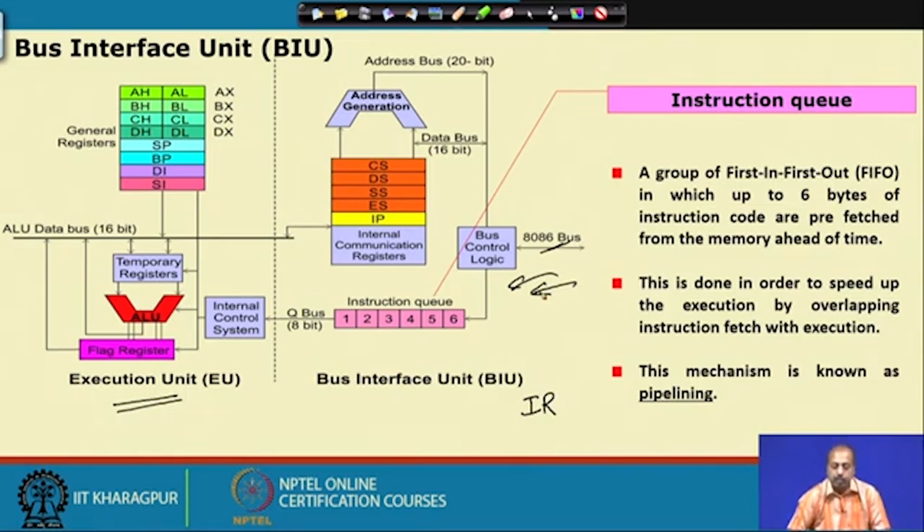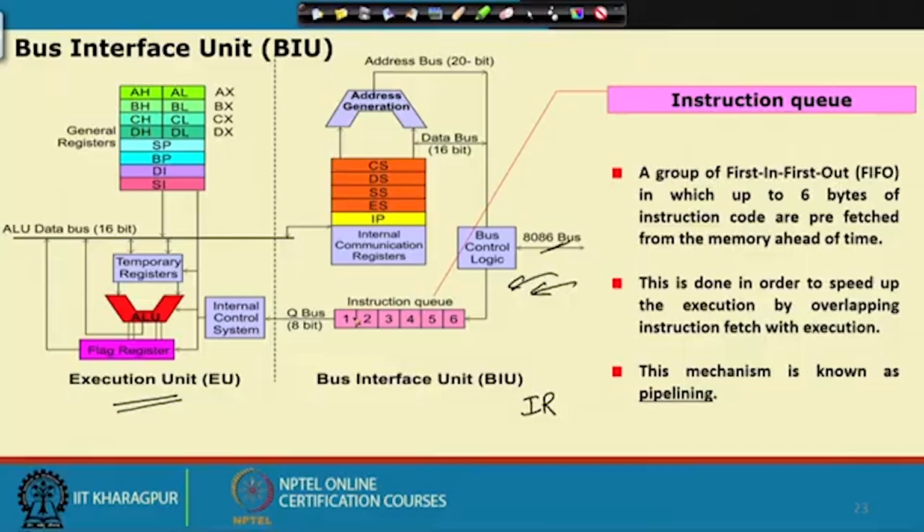In the instruction queue the instructions are fetched and kept in first in first out order. This is a FIFO queue in which up to 6 bytes of instruction code are prefetched from memory ahead of time. As we will see, many of the 8086 instructions can go up to 6 bytes, which is why the number 6 has been taken. If 6 bytes are fetched, at least one complete instruction is definitely available in the queue. There are instructions smaller than 6 bytes, but that does not matter, it will always try to fill up this 6 byte queue.